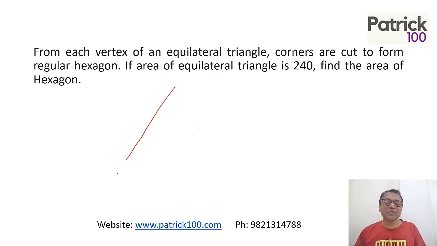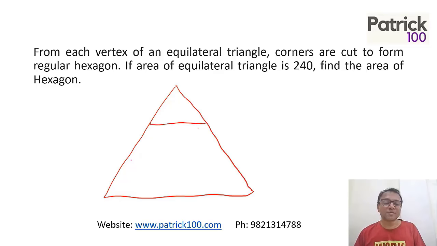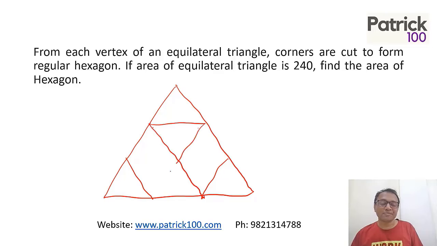So you have an equilateral triangle, and the corners are cut to form a regular hexagon. Normally, if it's a geometry question on area, one way to solve it is, if possible, to break it up into equal parts. So if I draw it like this, break up this hexagon into equilateral triangles.